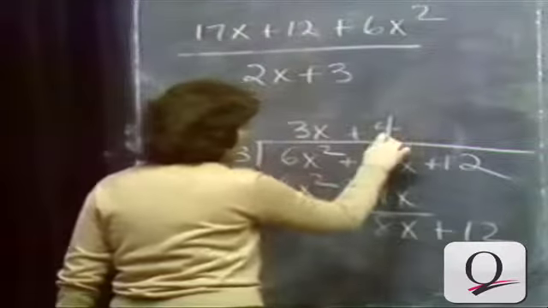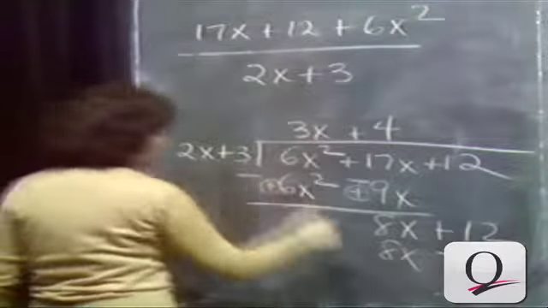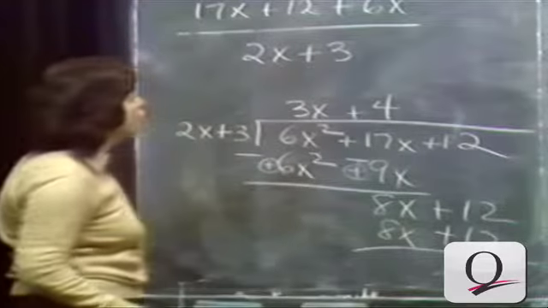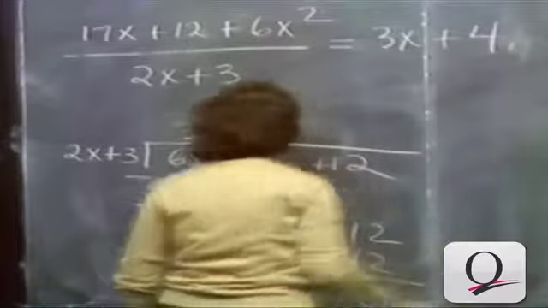How many times does 2x go into 8x? Well, 4 times. 4 times the 2x gives us the 8x. 4 times the 3 gives us the 12. And we subtract and just get 0, no remainder. So the answer in this case is simply 3x plus 4.